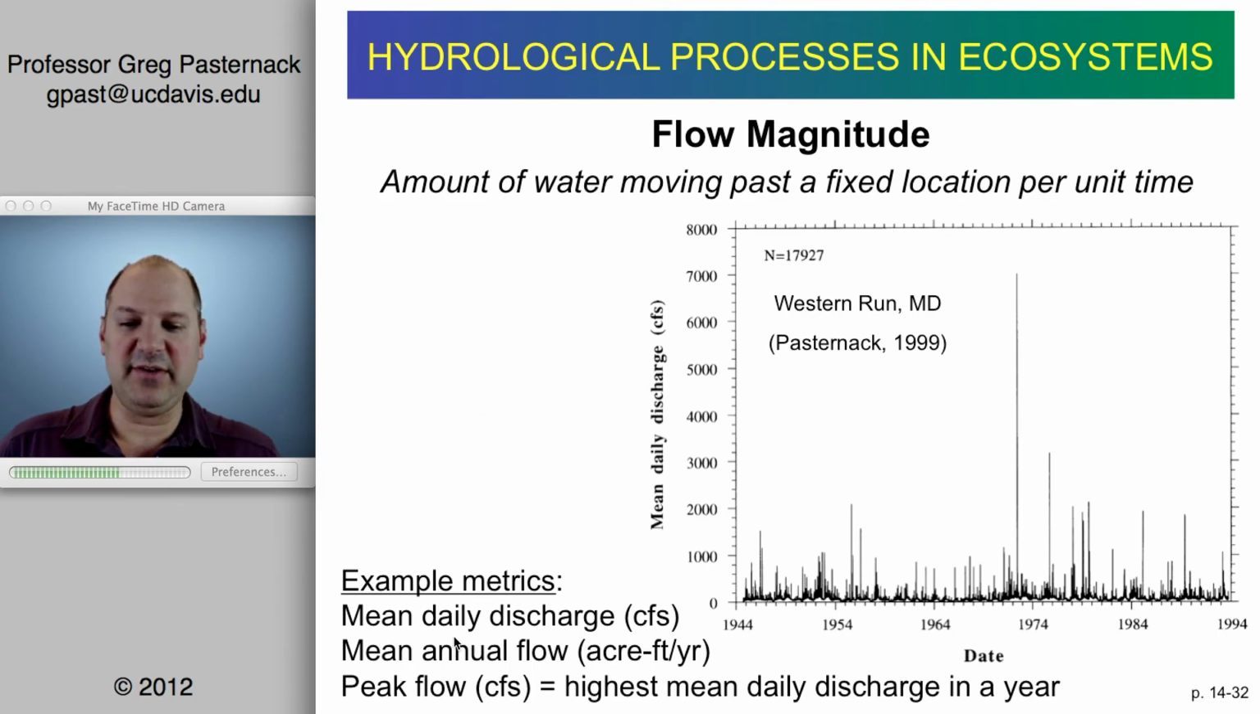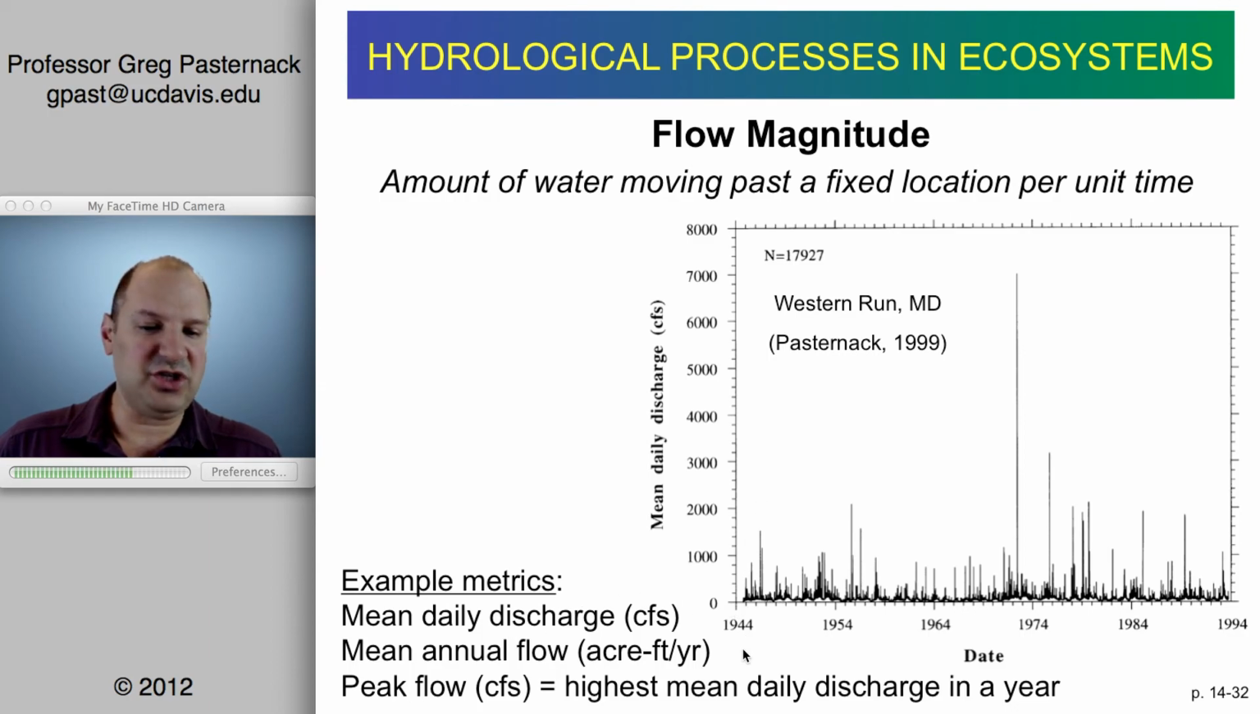Here are some specific example metrics. Mean daily discharge is typically the product of a gauging station. Mean annual flow is the total volumetric amount of water, which could be in cubic meters per year, or in the United States we often see acre-feet per year. You might also take the peak flow, being the largest event that occurs in a 12-month period.